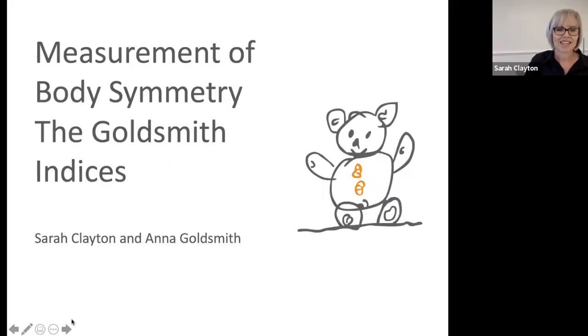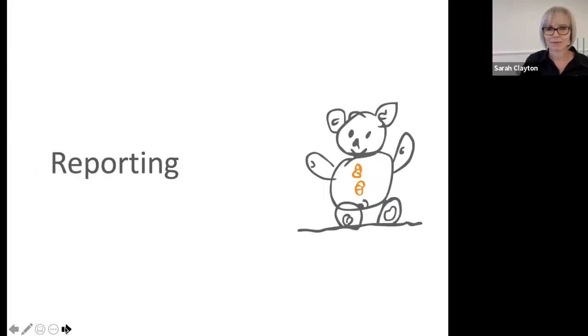So now we're just going to have a really brief look at reporting and how we use the results to support people to understand what's happening to their body shape, to the body shape of the person that they love and support. So let's take a quick look. So we're thinking about reporting.